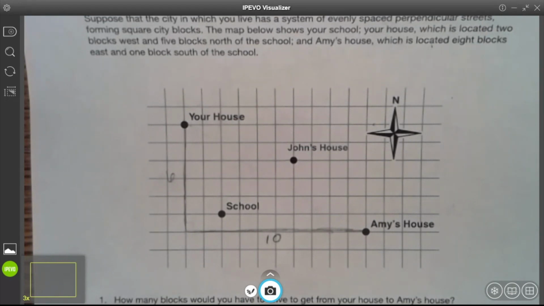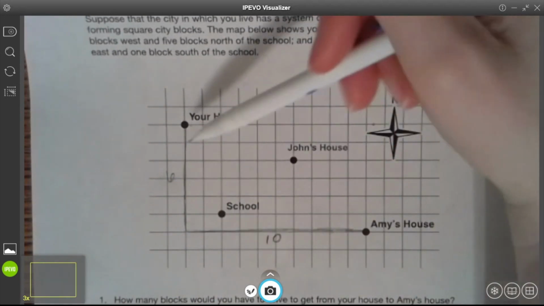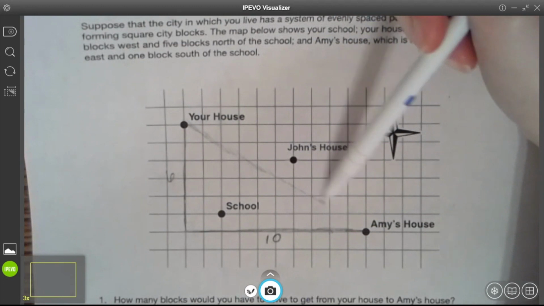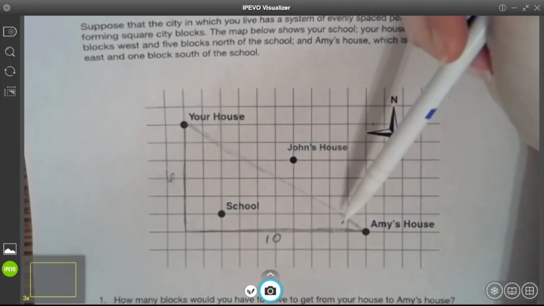What if you could use a helicopter to fly straight from your house to Amy's house? Draw the path that you would take. How could you find that distance? So notice that it doesn't tell me to find the distance. It asks me how I could find the distance.